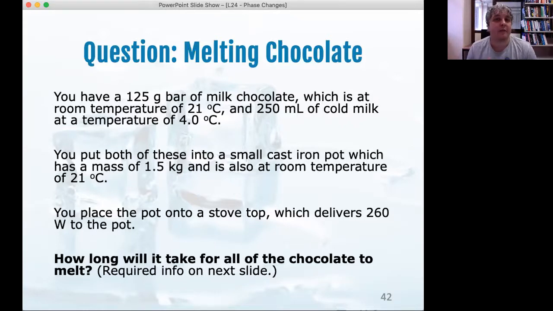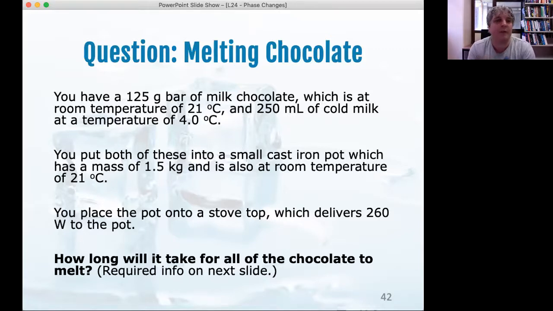And if you think about the real world system, you put the cold milk and the room temperature chocolate into the room temperature pot, and you immediately turn the stove on. They don't all come to the same temperature straight away. They would take some time to do that, but if you start pumping the energy in straight away, then they're never actually going to reach that same temperature. Instead, we're just going to be heating them straight away.